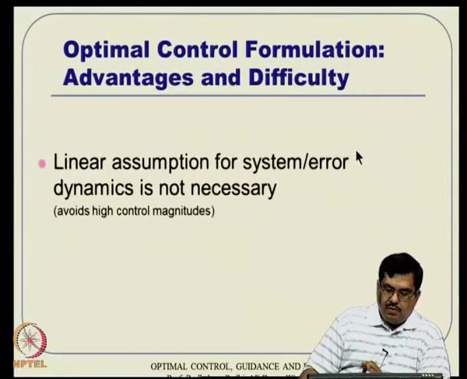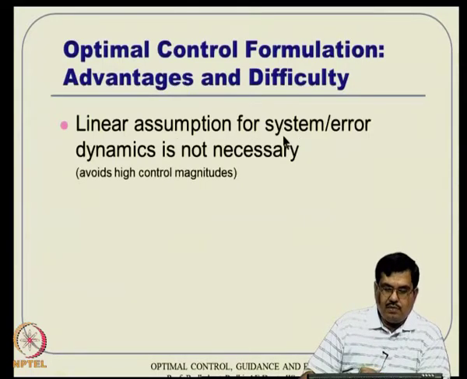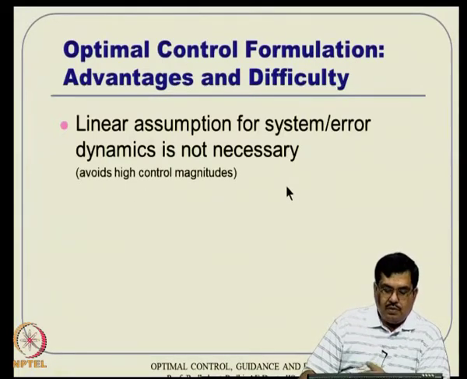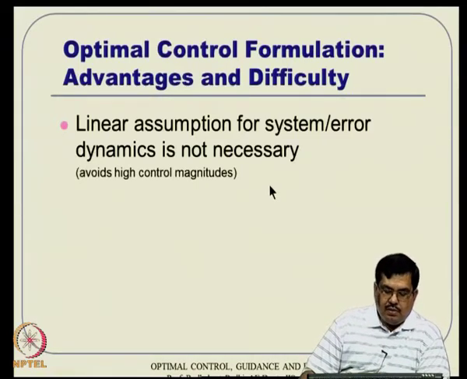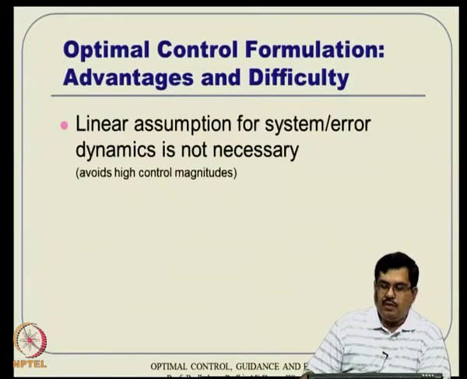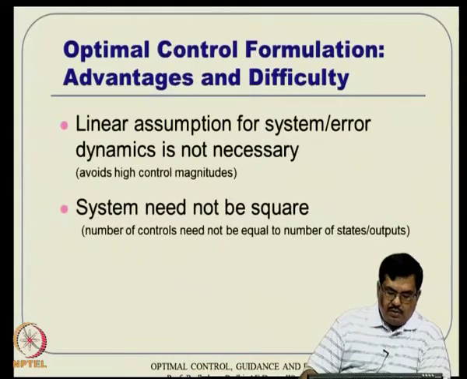So, first thing is optimal control formulation in general has several advantages. Linear assumptions of system dynamics or aerodynamics is not necessary. It avoids typically high control magnitudes normally. The system dynamics is accounted for in planning the trajectory, and hence your control normally does not become very high at some point of time.